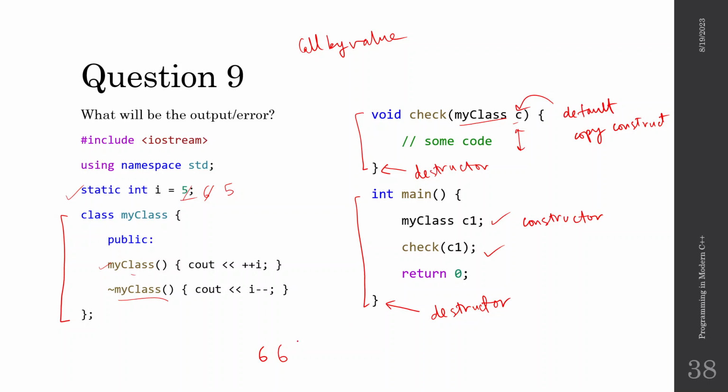A destructor will again print the current value of I, and then it will decrement it. So current value of I is 5, so 5 will be printed. So the output is 665. Okay, any questions on this?